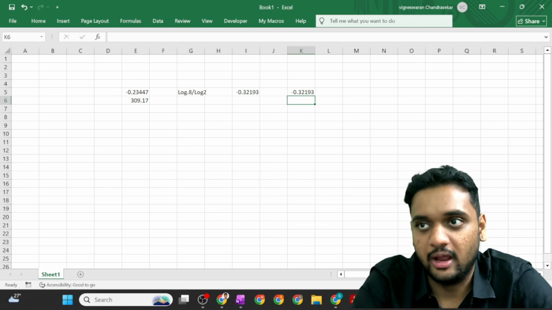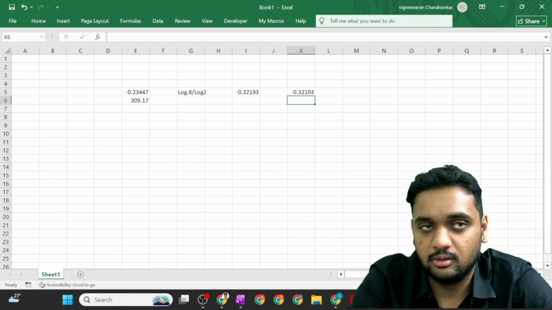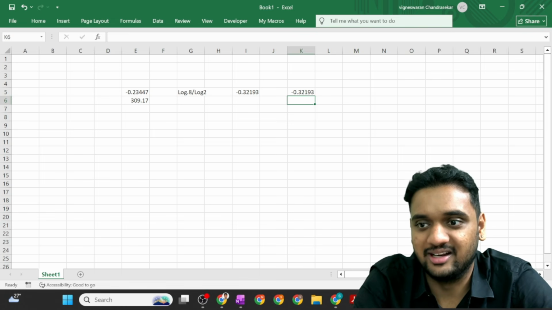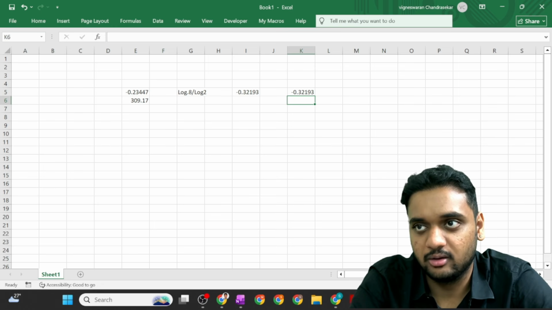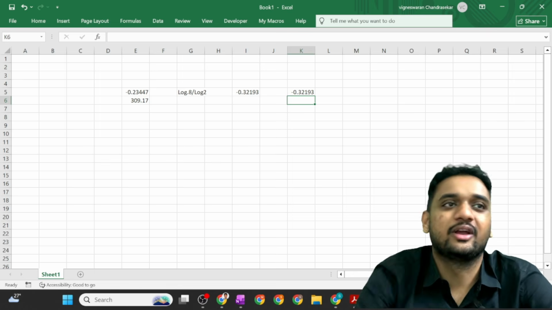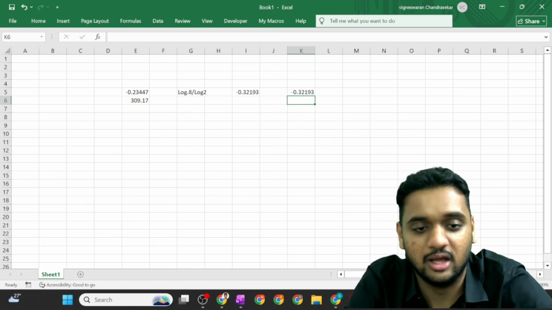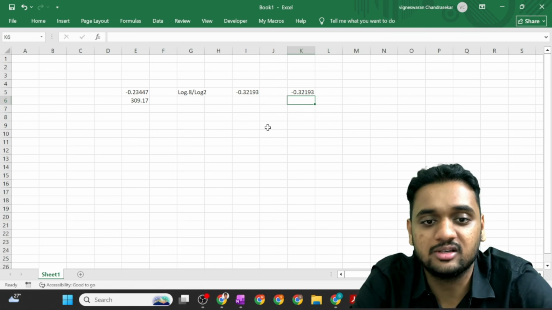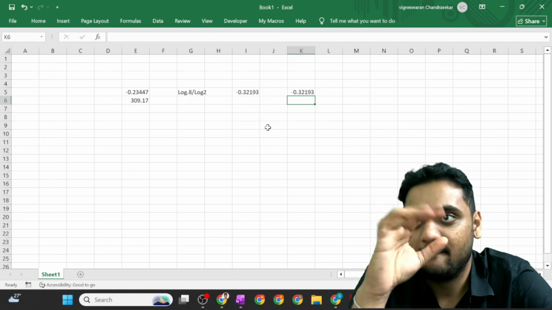Equal to log. Type log, it is showing. Press tab. Formula is inserted. 0.8. Close the bracket. Divided by log again, it is showing. Press tab. 2. Close the bracket. What are you getting? Minus 0.322. You can either press tab or press the formula. Both are same only. Tab is nothing but selecting that formula. Understood? So keep that aside. The log, we have to take 3 decimals. Minus 0.322.